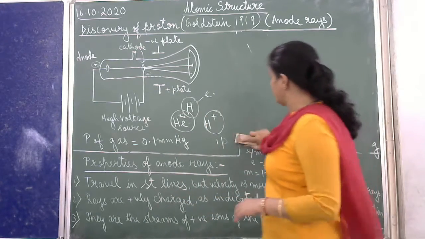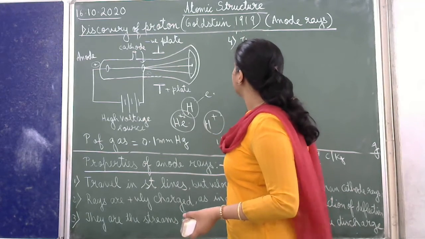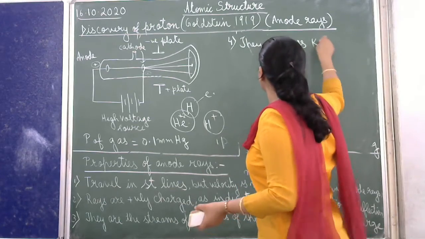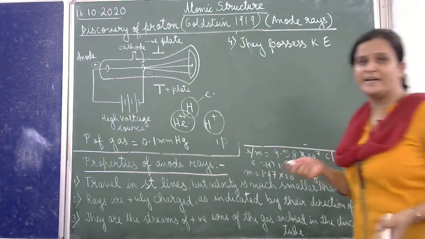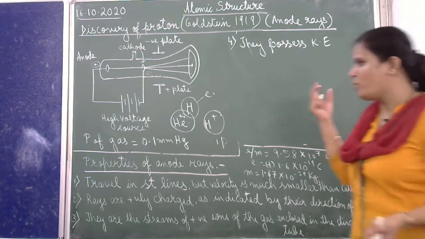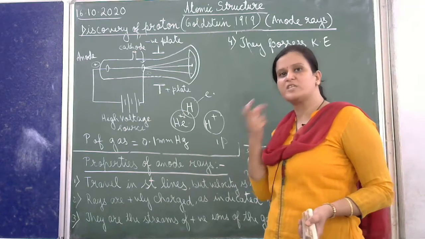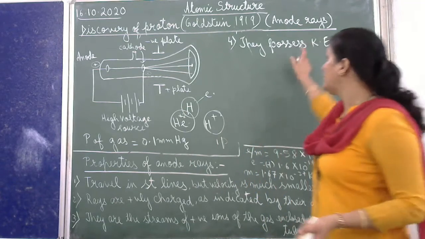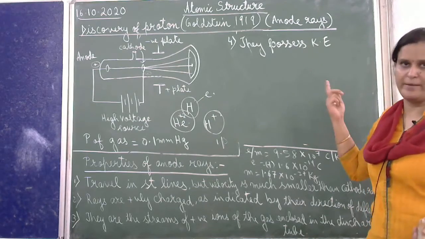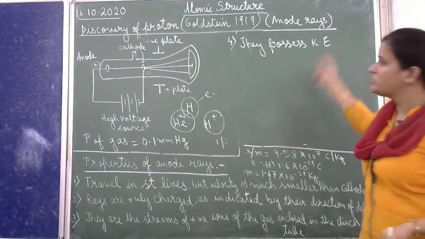The fourth property I can write here, that they possess kinetic energy. Why am I saying they possess kinetic energy? Because I have understood that these are positively charged. These anode rays are made up of some positively charged particles, and a particle will have some mass. Mass means kinetic energy, half mv squared. Okay, so I can say they possess kinetic energy.